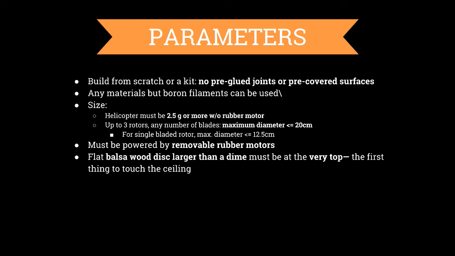You can use any materials for your helicopters except boron filaments. Most people won't use this, but the reason they put this is because boron is lighter than carbon, and it can give you an advantage, but it's also rare and very expensive, so you probably wouldn't want to use it anyways. For the size, the helicopter must be 2.5 grams or more without the rubber motor. They do this because you can't have your helicopter too light, or else that'll give you a huge advantage on how long your helicopter flies for.